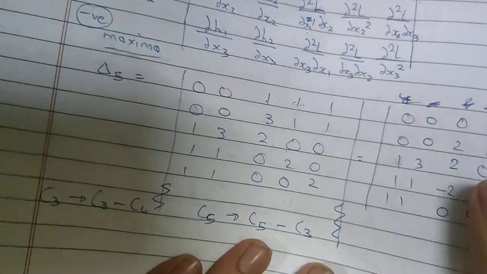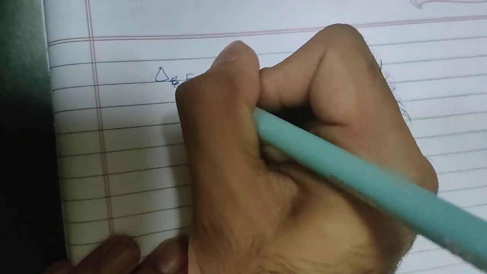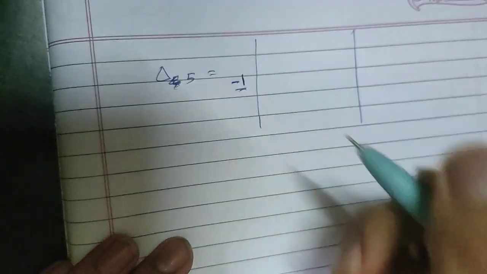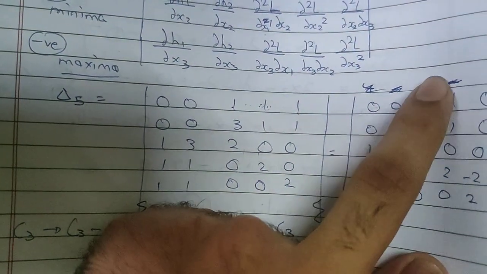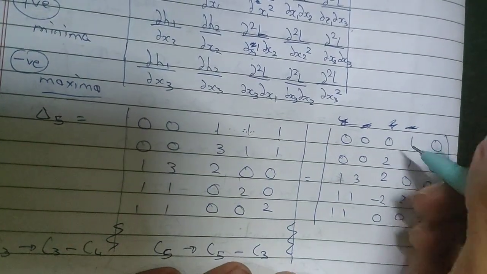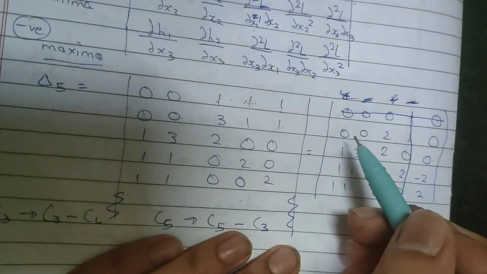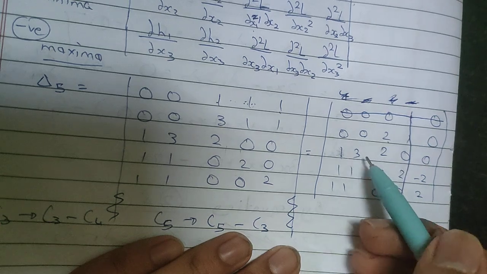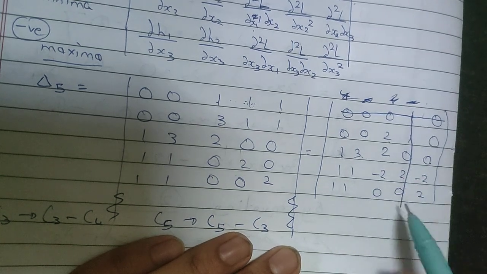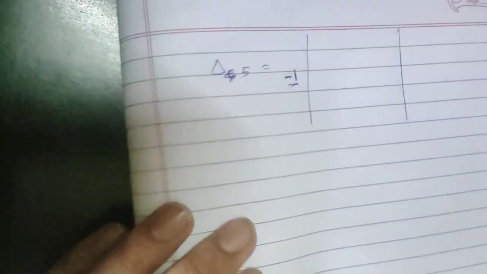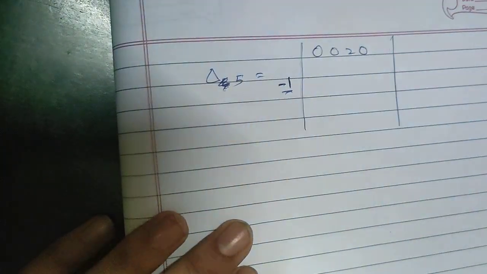So since there's a negative sign for this one, when we reduce it to a 4 cross 4 del phi, the element that is present here will come with a minus sign, and since we took this element, we eliminate this row and this column, okay? So now our matrix will be 0, 0, 2, 0, 1, 3, 2, 0. We ignore this row and this column, and write the matrix as it is. So we get 0, 0, 2, 0.